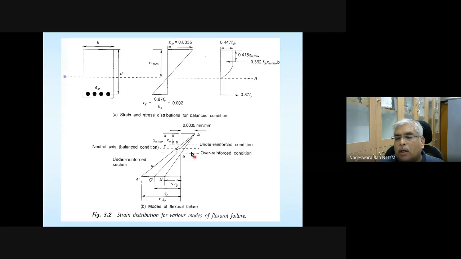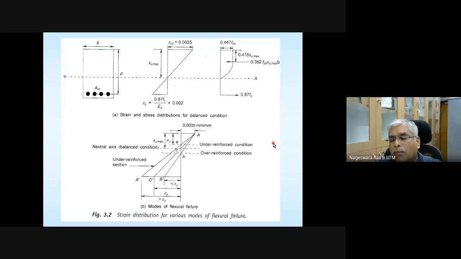If your Xu is less than Xu max, it's an under reinforced section. If it is an under reinforced section, what is going to happen? Your strain in steel is going to be greater than whatever value is here, 0.87 Fy divided by Es plus 0.002. So steel is going to dictate the capacity of the section. This case corresponds to the balanced section, and this case corresponds to the over reinforced section. Strain in steel is less than this value.